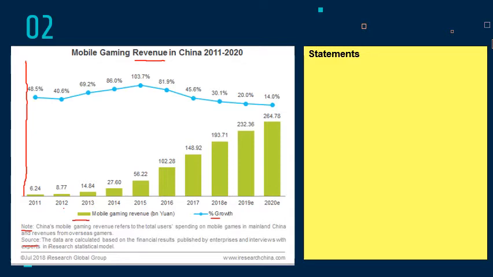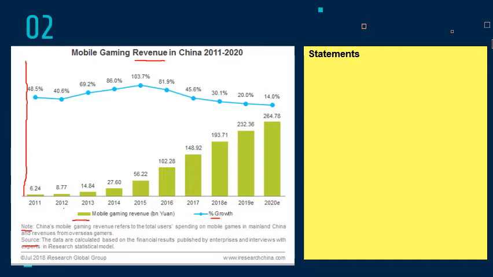Source. The data are calculated based on the financial results published by enterprises and interviews with experts. So it's a bit of a combination of data. It's from financial results, maybe from annual reports or earnings reports, and then also interviews with experts. So it might not be 100% accurate, but it's probably reasonably accurate.